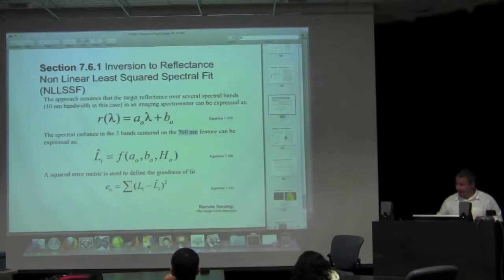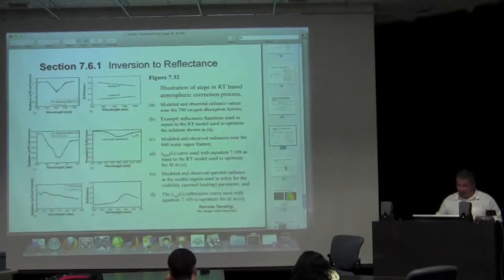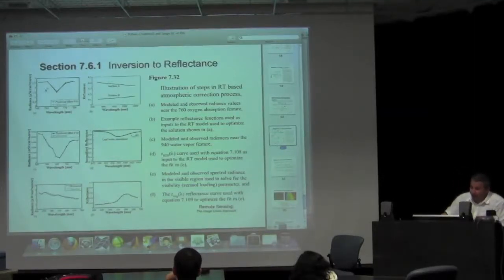All right. So one of the things that you need to do here, though, is come up with all those parameters for those reflectance curves, those A's and B's. All right, so how do you do that? Well, let's take a look at this. It's kind of a confusing slide, but I'll try to walk you through this. Hopefully this will all make sense.